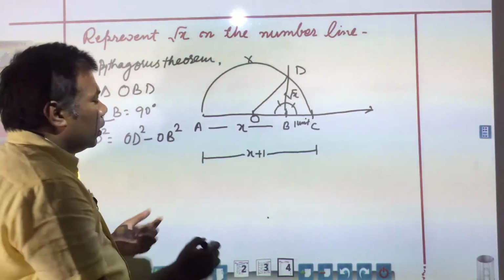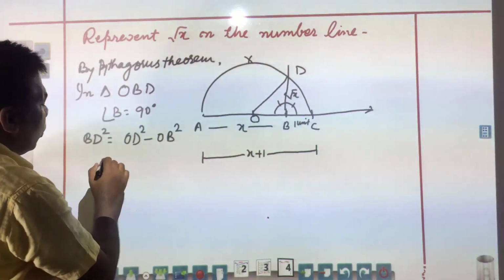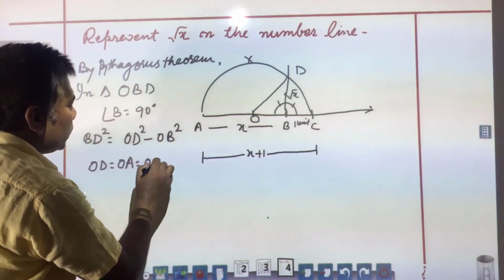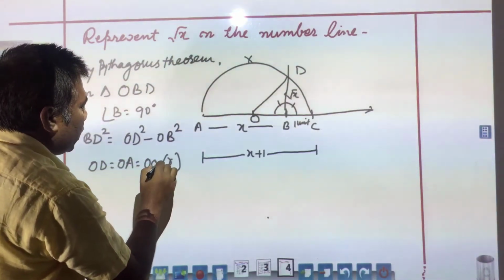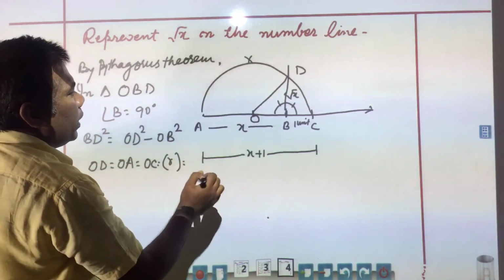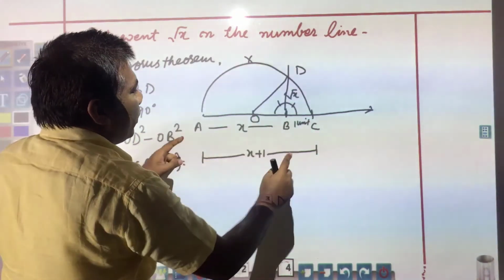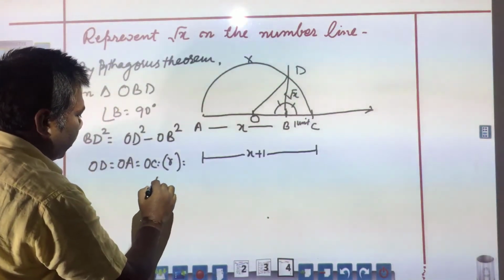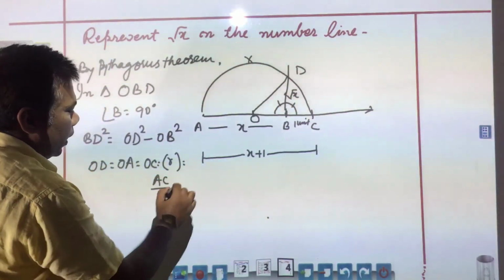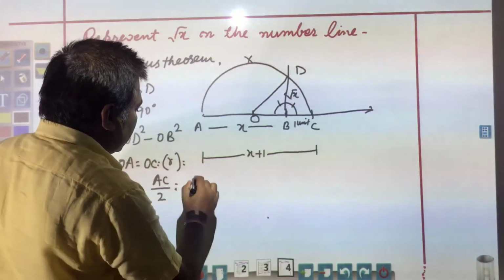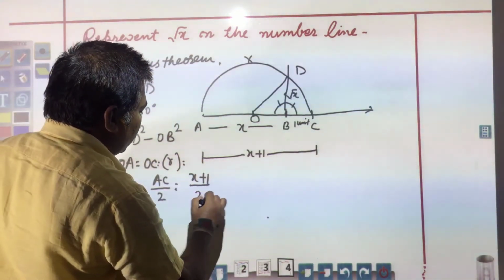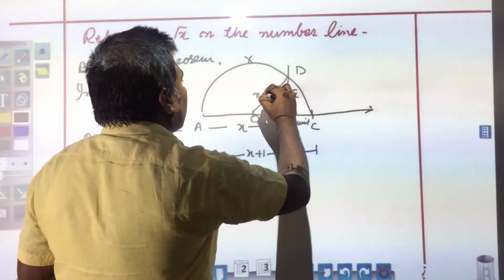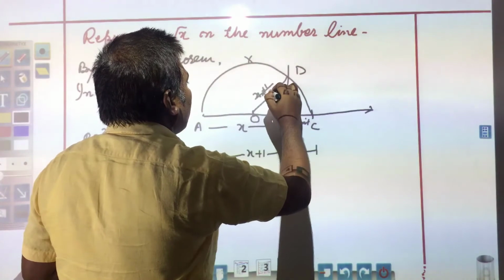How will you find out? Here you see OD will be equal to OA is equal to OC and that is equal to R, that is radius, and that will be equal to half of AC. It means AC is equal to x plus 1, so OD is equal to x plus 1 by 2.